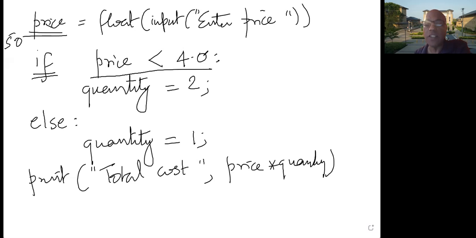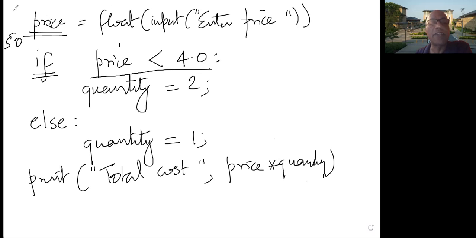If this is not true, because 5 is the value in price, we will ignore this completely. This will not get executed. We will not select this. Instead, we will go and select this for execution. Quantity would now be 1, and we will print total cost is price, which is 5. Quantity is 1, because we set quantity to 1 here, and we will print $5.